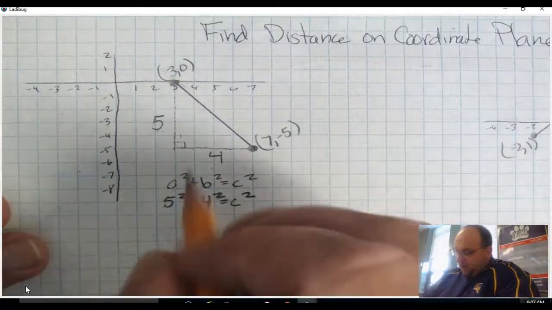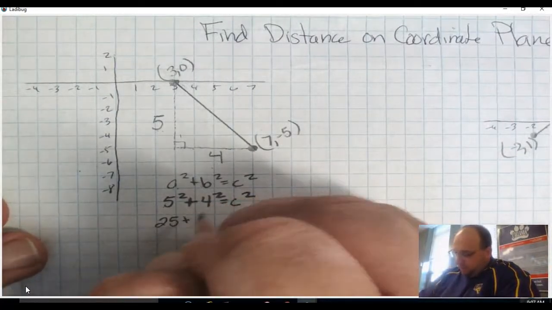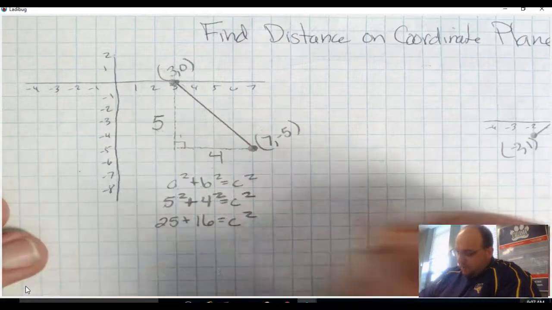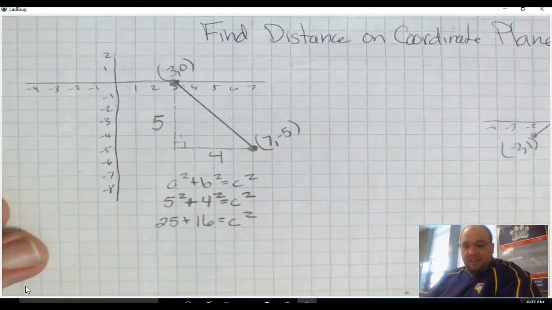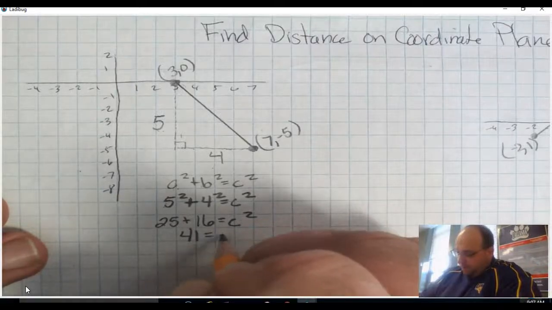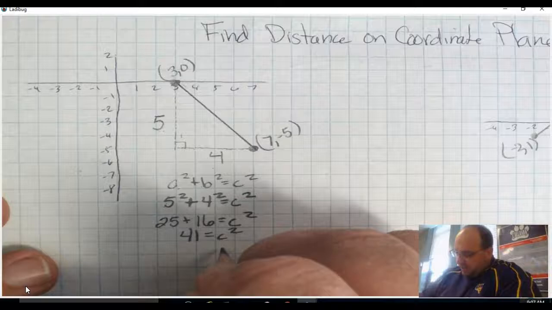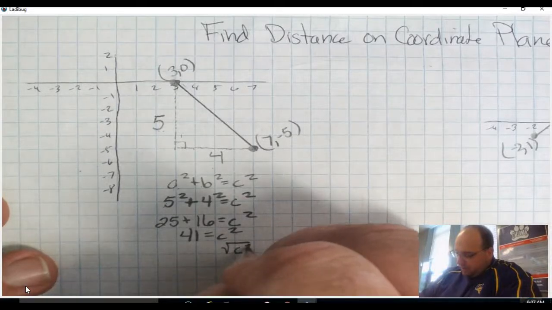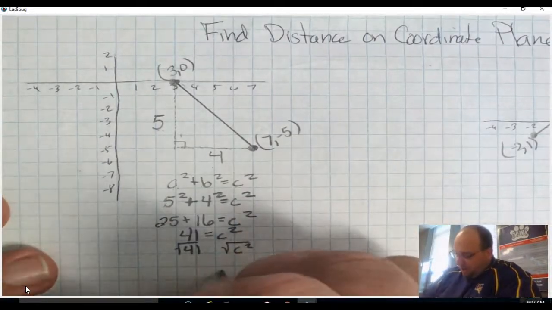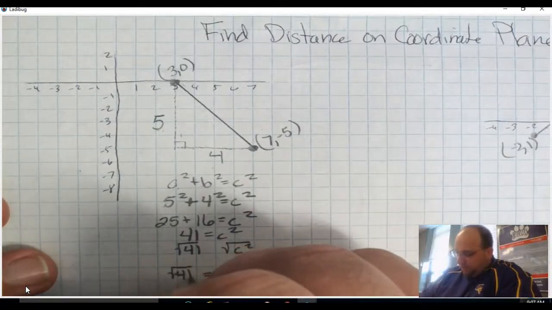5 squared is 5 times 5, which is 25, plus 4 squared, which is 4 times 4, which is 16. So now I have 25 plus 16 equals c squared. 25 plus 16 gives me 41. So 41 is equal to c squared. In order to undo the square to get c, I do the square root. I'm going to do the square root of 41 on this side. As a result, I end up with c equal to the square root of 41.